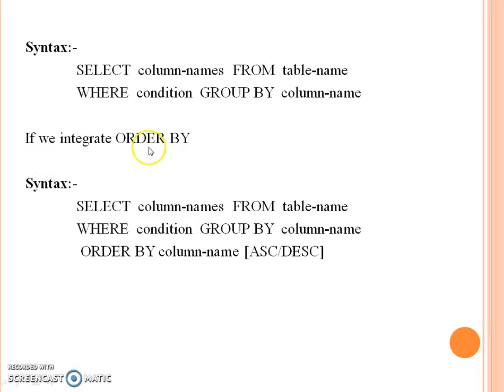And if we want to integrate ORDER BY with the same syntax, it would be: SELECT column name FROM table name WHERE condition GROUP BY a particular column, and order that column either in ascending or descending order, that is ASC and DESC. By default, the ORDER BY clause used with the GROUP BY clause orders the records in ascending order, but if we explicitly want the records in descending order, we need to specify DESC with the ORDER BY column name.